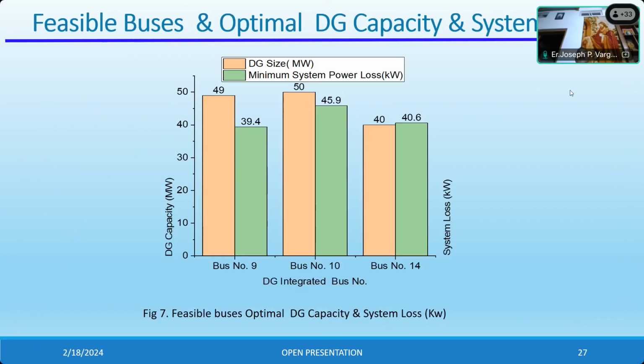Feasible buses and optimal DG capacity. This is the DG size in megawatt. 49 megawatt is penetrated at bus number 9. The loss is reduced to 39.4. These are the other feasible buses. Bus number 10: we are penetrating 50 megawatt and the loss is 45.9 kW. And similarly, in the case of bus number 14, the loss is 40.6, but the optimal DG capacity is 40. And so we are calling this our optimal DG location, and this is our optimal DG capacity.